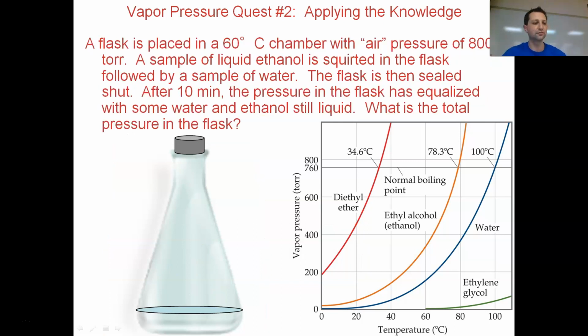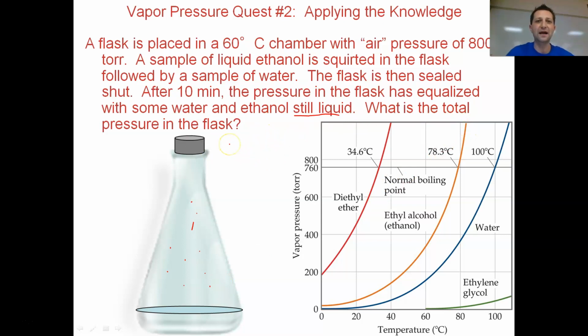Question 2. Move on to that one. A flask is placed in a 60 degrees Celsius chamber with the air pressure of 800 torr. So there's already something in here that's giving us a pressure of 800 torr. Ethanol is squirted in the flask with water. The flask is sealed shut. After 10 minutes, pressure is equalized. Some water and ethanol is still liquid. All right, so down here we have water and ethanol in the liquid state. What's the total pressure in the flask?